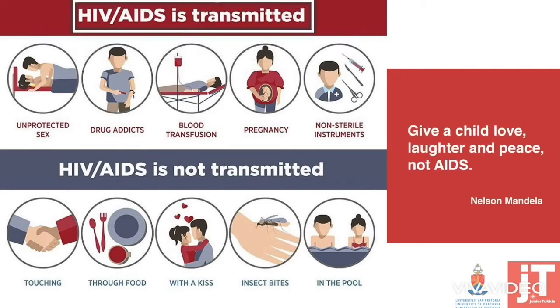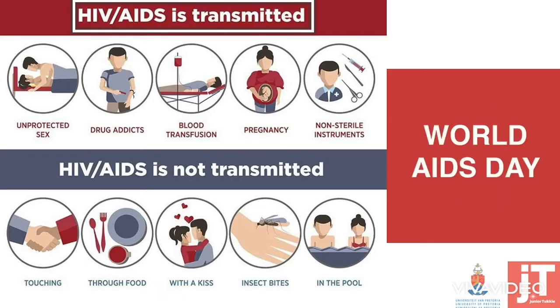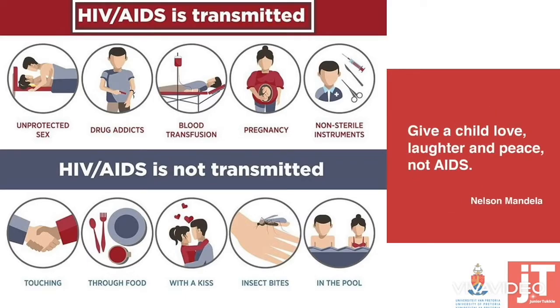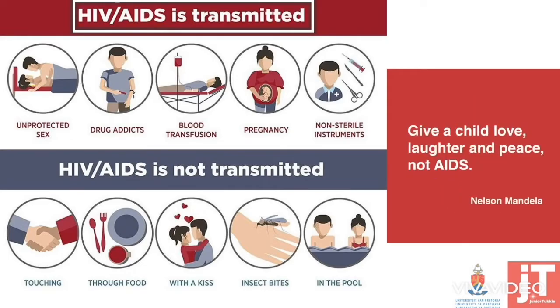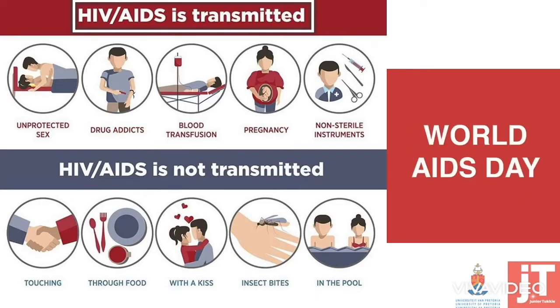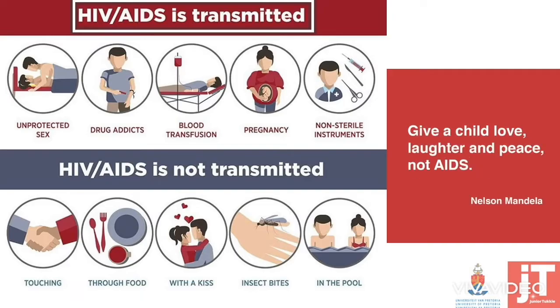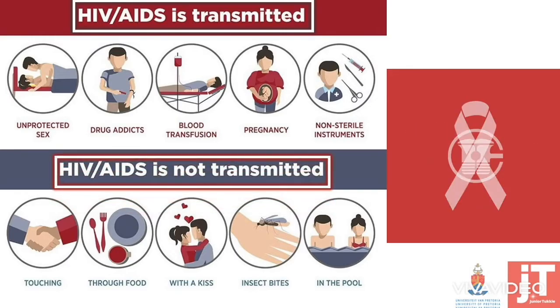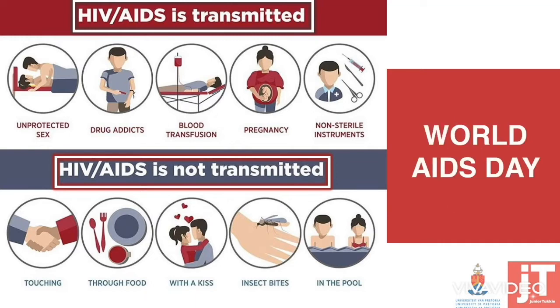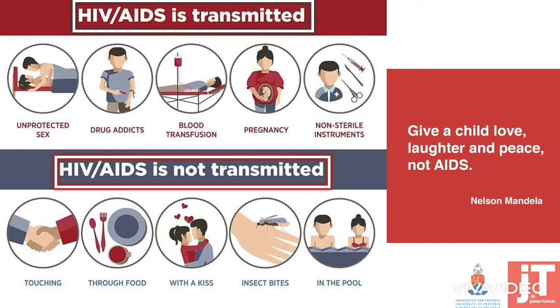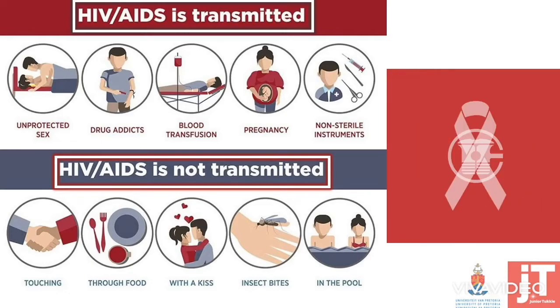So let's have a look at how this disease is transmitted. It is transmitted by means of unprotected sex, drug addictions, sharing needles with one another, during blood transfusions, during pregnancy, or even from the mother to the baby through breast milk, and then also non-sterilized instruments. Then we will have a look at how HIV is not transmitted, as people have a lot of different beliefs. You cannot contract HIV/AIDS by means of touch, through sharing of food, through kissing, insect bites, or even just simply swimming in the same pool.